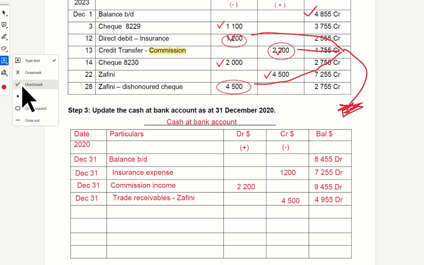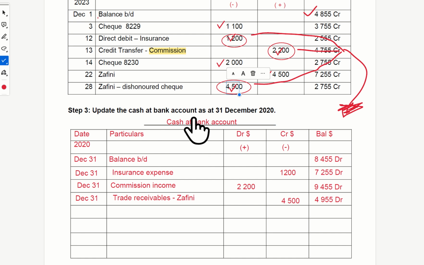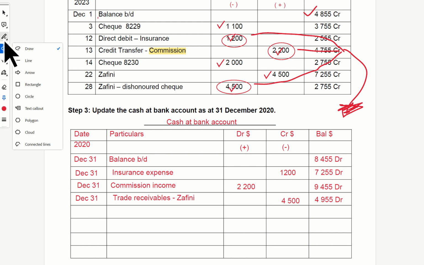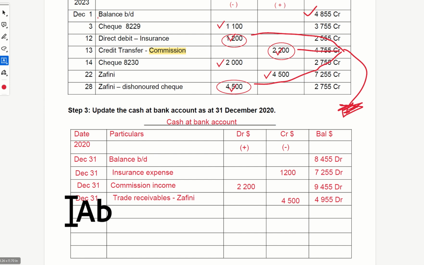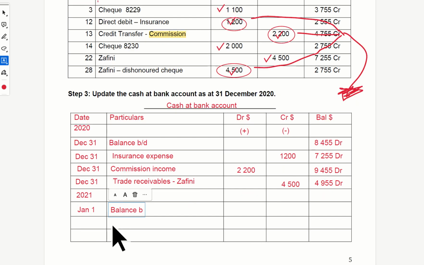And with that, I have finished updating my cash at bank account. When I finish updating, I bring the balance down to the next financial year, 2021. After December is January 1st. To bring down my balance, I will write balance brought down, and in the balance column, it will be written 4,955 debit.